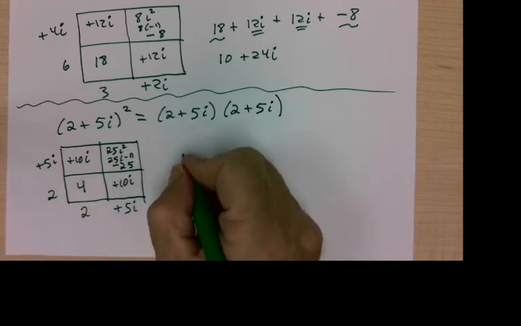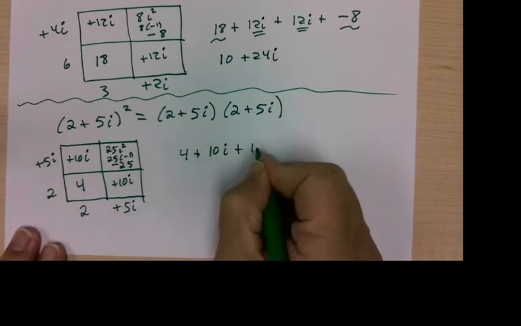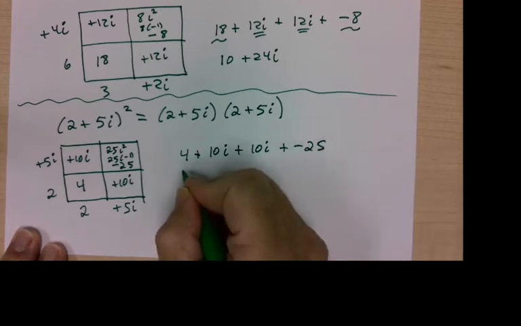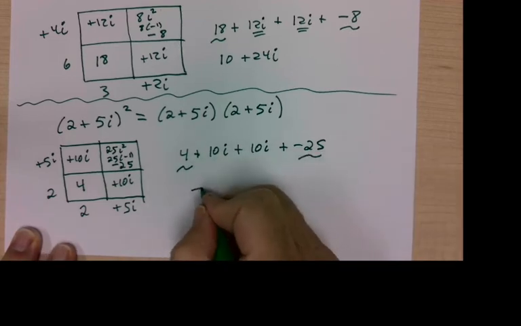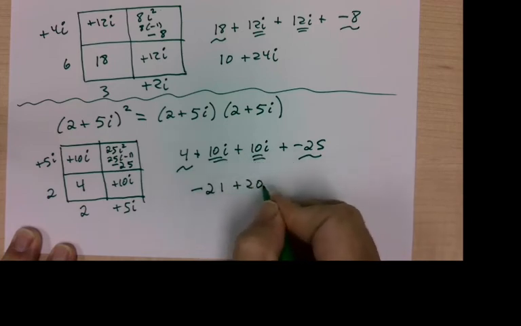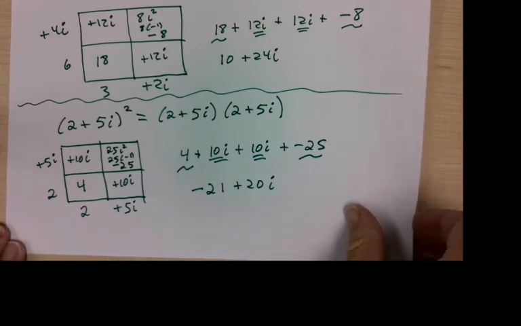So if I add all these together, we get 4 plus 10i plus another 10i plus negative 25. Add the real parts together first, since our standard form is a plus bi. 4 plus negative 25 is negative 21. 10i plus 10i is 20i. So we've looked at addition of complex numbers, we've looked at subtraction of complex numbers, and we've looked at multiplication of complex numbers. Let's go ahead and take a look at division of complex numbers.